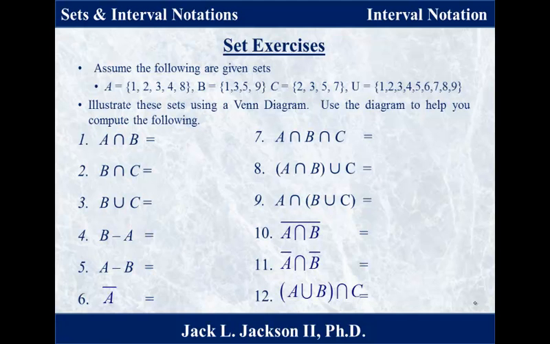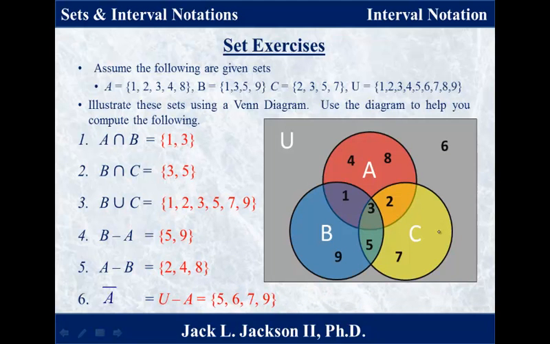Okay, so let's start by doing this. We have our universal set, which we can represent by the big rectangle. And then we have our sets A, B, and C. In the general situation, for 3 sets overlapping, we can represent by 3 circles like this. So anything that's in the blue circle is inside set B. Anything in the red circle is inside set A. Anything in the yellow circle is inside set C. And we have some overlaps. And then we have one number out in the universal set that's not in any of the other sets.